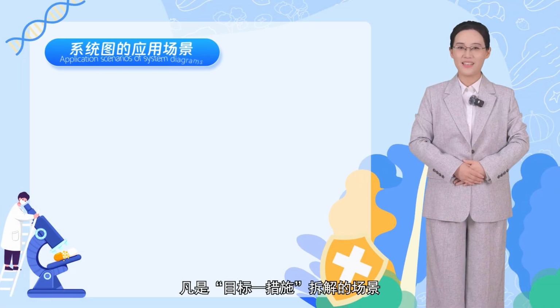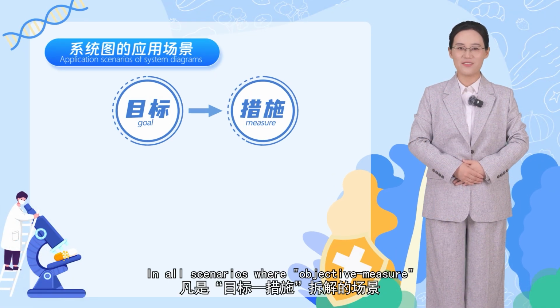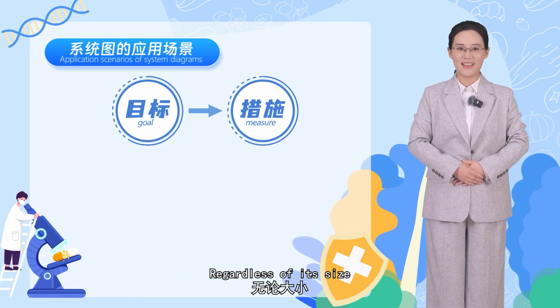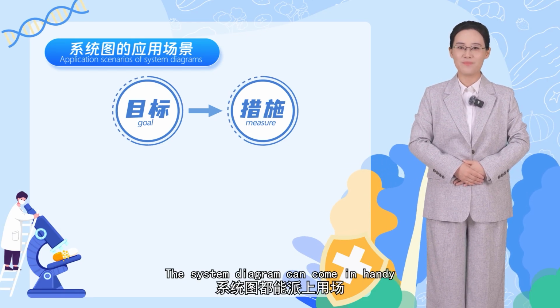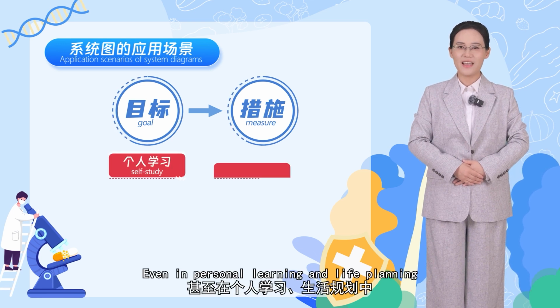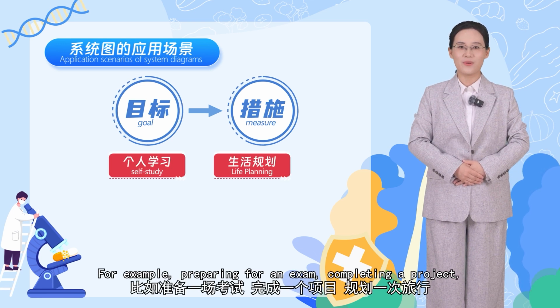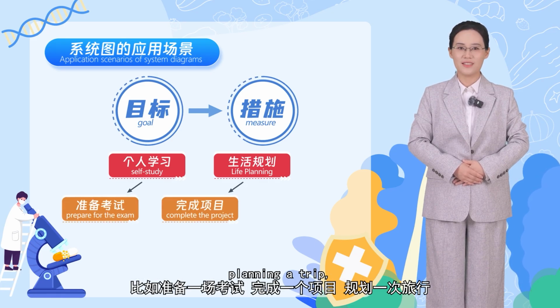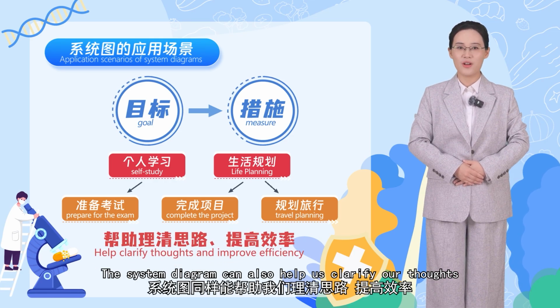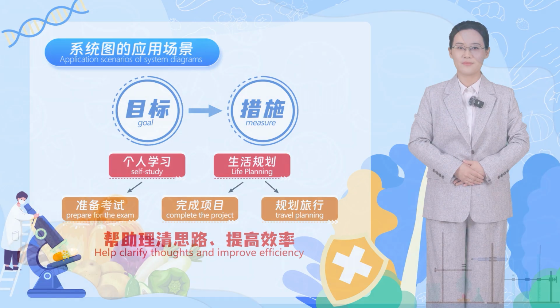In short, in all scenarios where objective measure decomposition is applied, regardless of its size, the system diagram can come in handy, even in personal learning and life planning. For example, preparing for an exam, completing a project, planning a trip. The system diagram can also help us clarify our thoughts and improve efficiency.